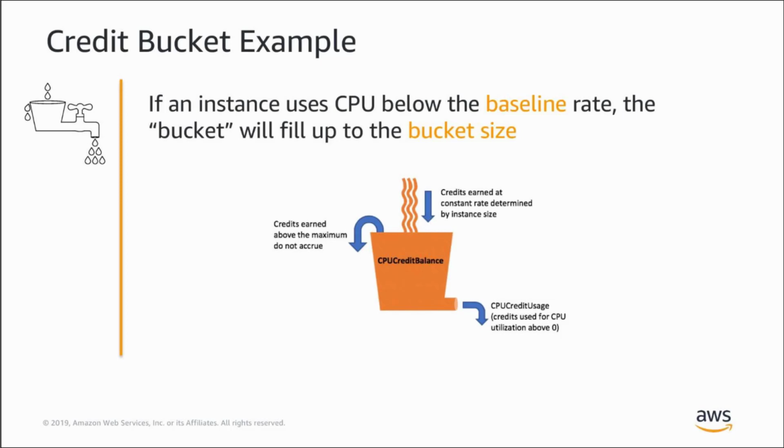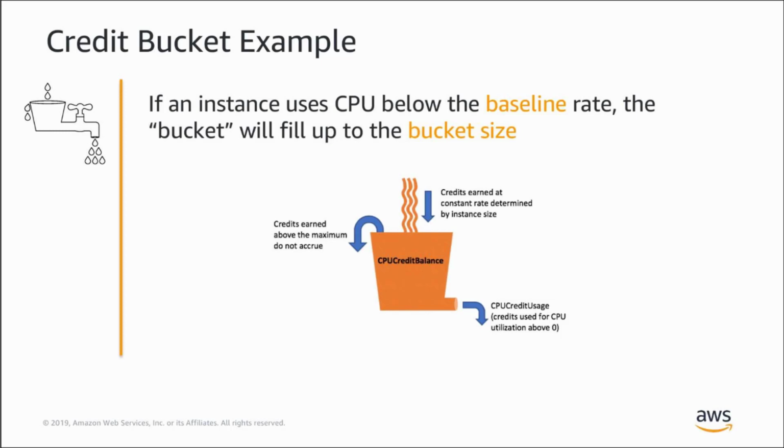So the way to think of this is credits are earned at a consistent rate, which is determined by the instance size. So the number you earn per hour is determined by the size. And then you spend the credits as you use the CPU. And if you don't use as much CPU as you're earning, the bucket can fill up and it'll store these credits for some time in the future where you'll need them. But that number that you can store has a limit depending on the instance size.